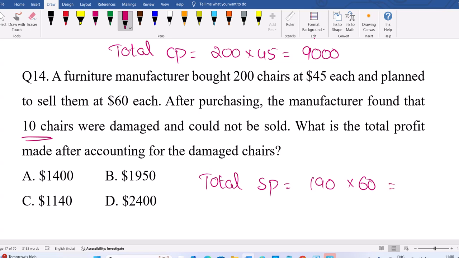Right. So which is 11,400. Profit is 2,400. 1,400 also there. Do calculations properly. Total profit is selling price minus cost price. What about the 10 chairs? The 10 chairs are damaged. They clearly mention, what is the total profit after accounting for the damaged chairs.